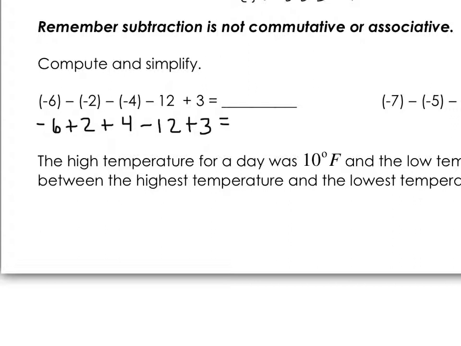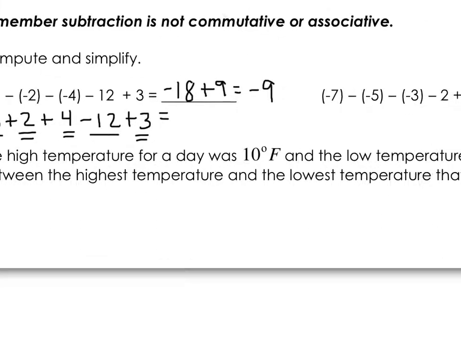So I can do the subtraction problems together. I have minus 6 minus 12, that's minus 18. I can do the addition problems together. I have 2 plus 4 is 6 plus 3 is 9. That gives me a negative 9. That's one way to do that problem. There are other ways. If you have another way that makes sense to you, but you're consistently getting the right answer, you're fine.